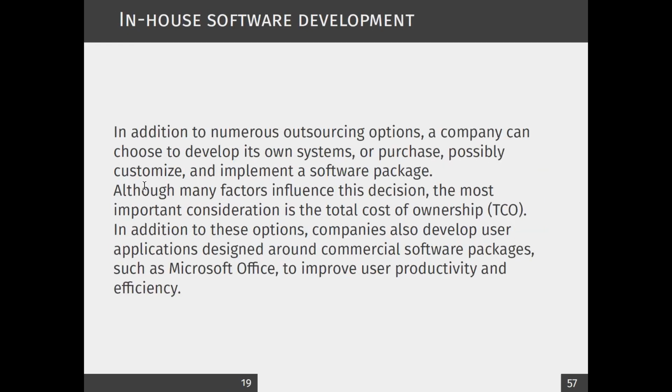The second one we talk about is in-house software development. Instead of outsourcing, we can develop our own system. You can purchase, you can customize, and then you can implement. So you have a lot of costs involved when you're making a decision. But you have to look at what we call the total cost of ownership, in short, TCO.